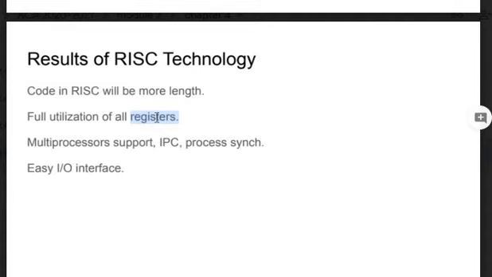SP indicates a stack pointer, BP indicates a base pointer. It was a CISC architecture, we were unable to use them. Even though we call it a register, we cannot load values and use it in the program. We have to accept whatever values they consist of. But here in RISC technology, it is allowed, we can use all the registers, full utilization.